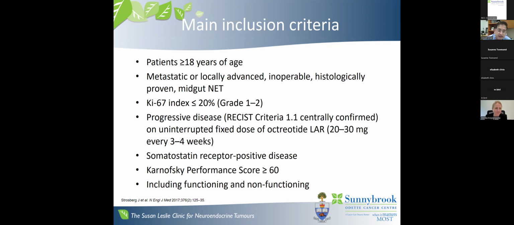Inclusion criteria, as I mentioned, these were patients who had grade 1 or grade 2 disease. They had to have midgut, non-operable or metastatic disease. They obviously had to have somatostatin receptor positive disease because that was the target, and they included functioning and non-functioning patients.